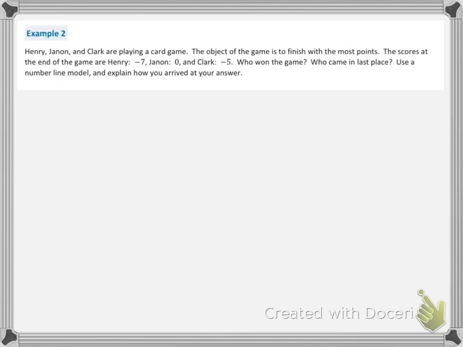Okay, example 2. Henry and Janan and Clark are playing a card game. The object of the game is to finish with the most points. The scores at the end of the game are Henry, -7, Janan, 0, and Clark, -5. Who won the game? Well, we need the one that has the most points.